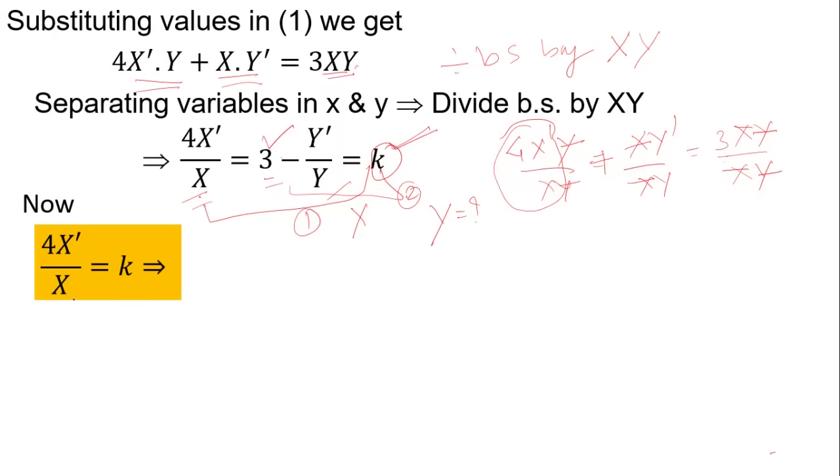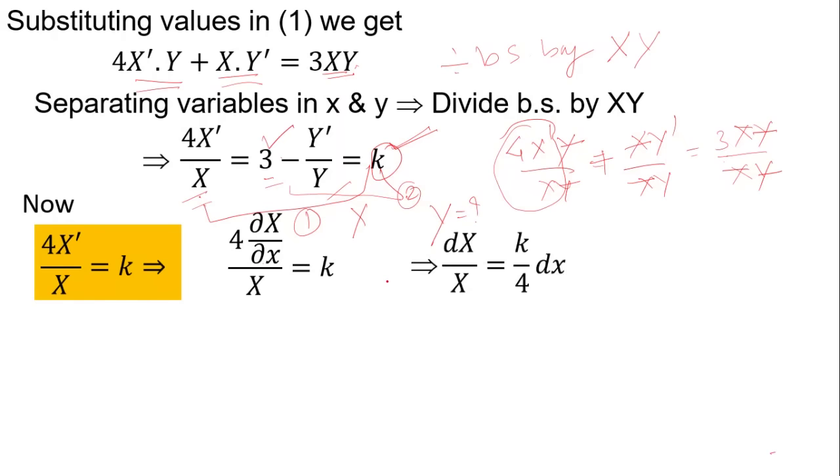तो 4x dash upon x is equal to k, तो you will get k by 4 हो जाएगा, ये x dash is what, del x by del small x. So you will get this, dividing by 4 to both sides and multiplying by dx, तो you will get this dx upon x is equal to k by 4 dx. Now on integrating, इसका इंटीग्रेशन क्या होगा, log x. इसका इंटीग्रेशन क्या होगा, k by 4 dx, that is k by 4 x plus constant of integration log a.